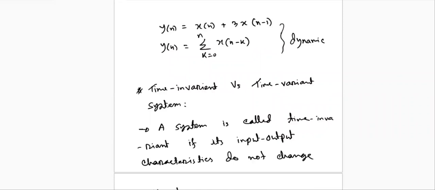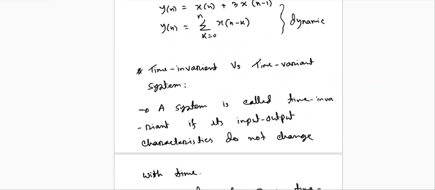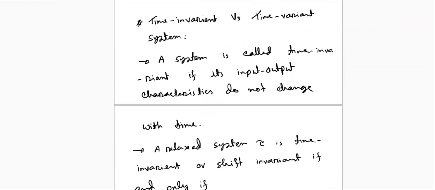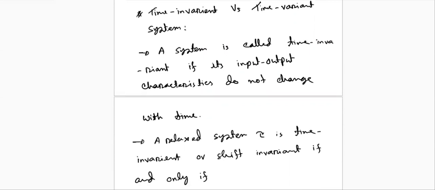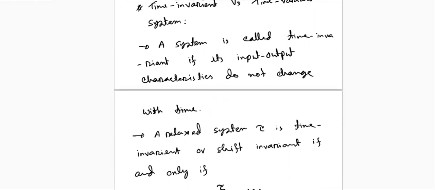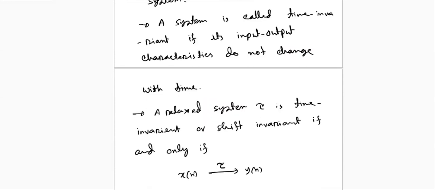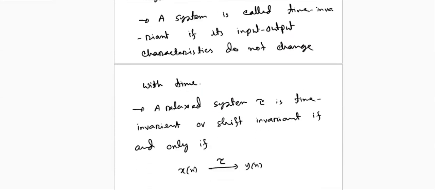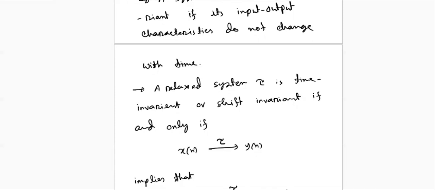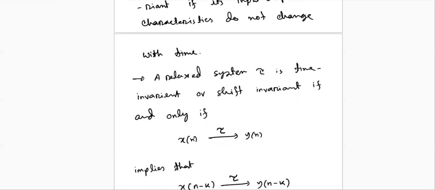Time invariant versus time variant systems. Today we may start that, and if we have any confusion, we can clear it up in the next session as well. The system is called time invariant if its input output characteristics do not change with time. I believe that you already know about this. Just giving you some examples to make the idea more concrete.